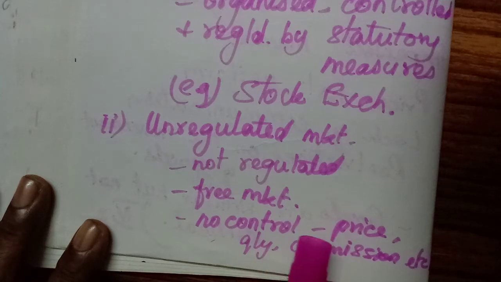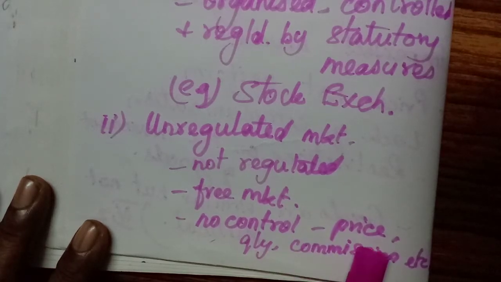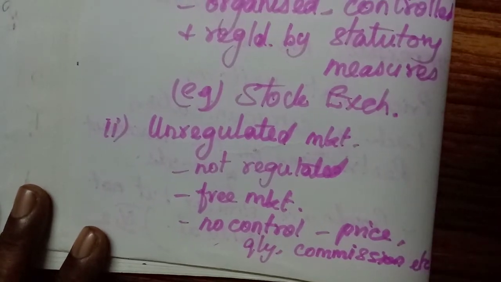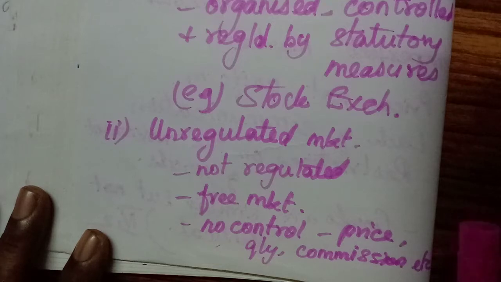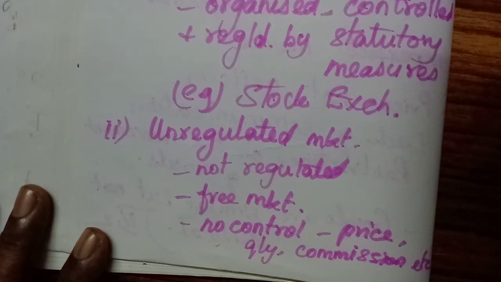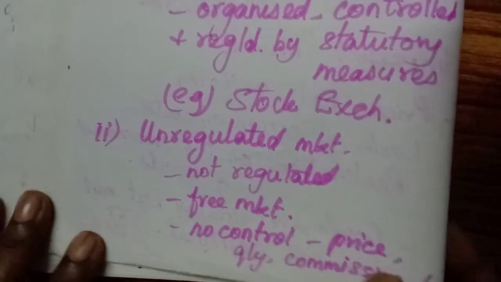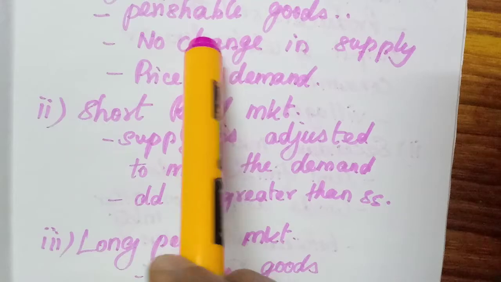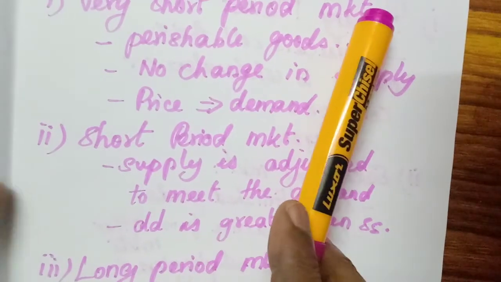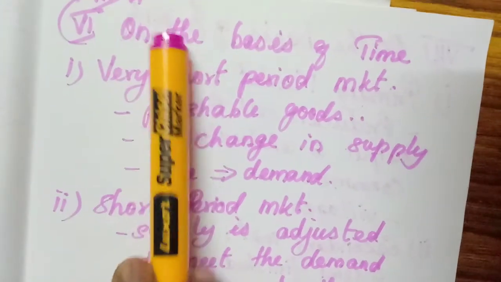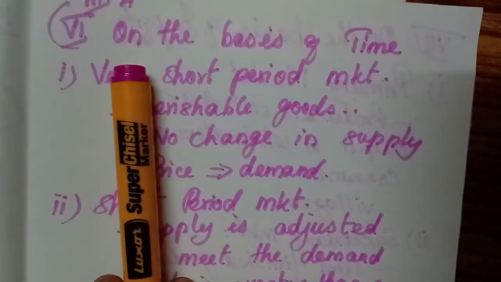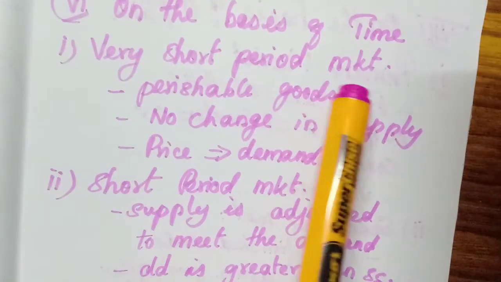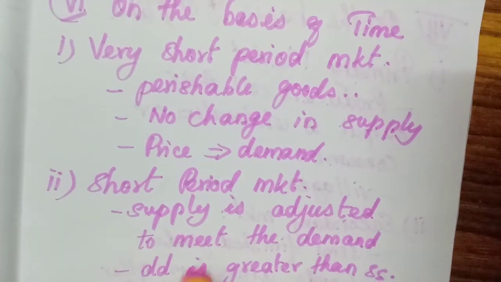There is no control over the price, the quality or the commission received by the brokers. No control over any of these measures, but mainly the price will be determined by the supply and demand of the products. Then the next classification is on the basis of time. Here this is one 3-mark question. Students, mark this: only 3 kinds on the basis of time: very short period, short period and long period market.